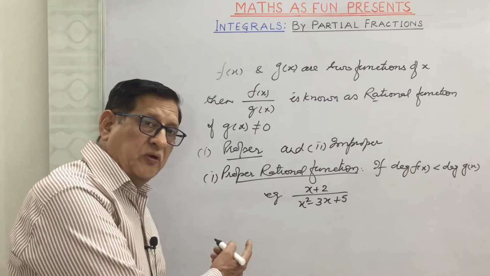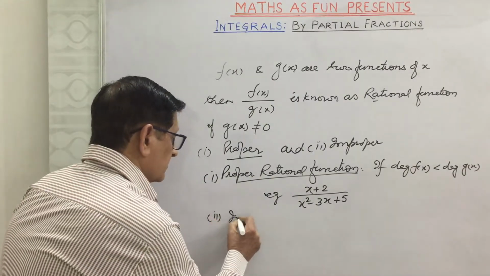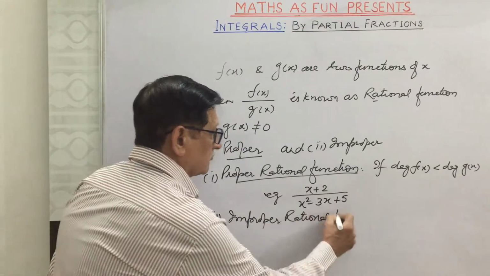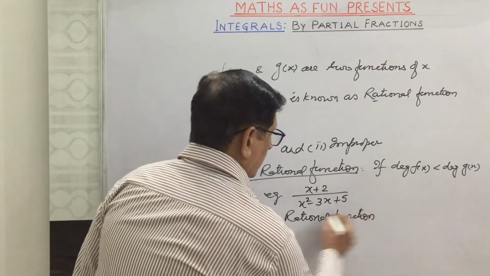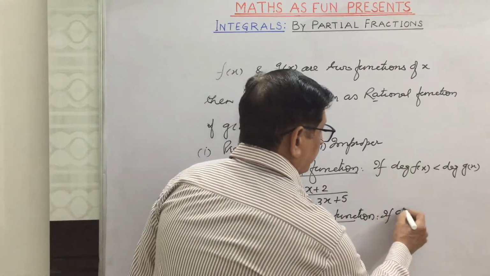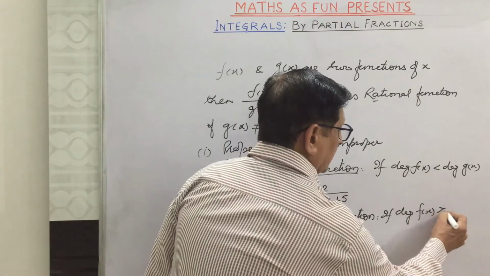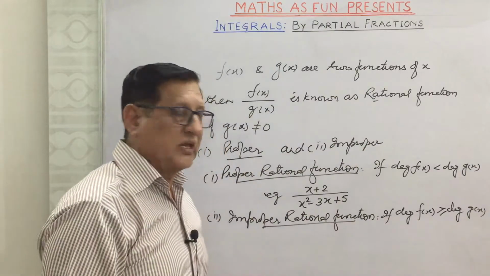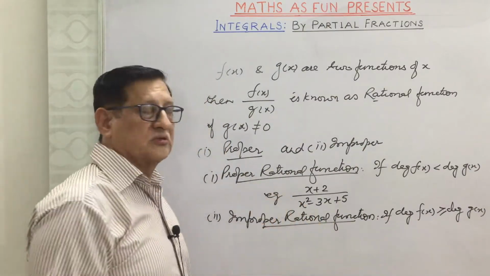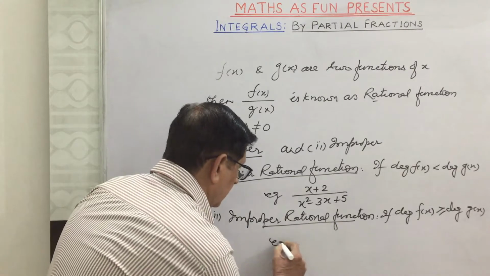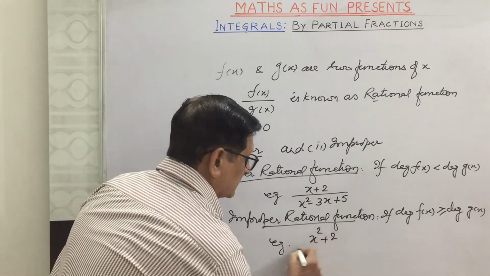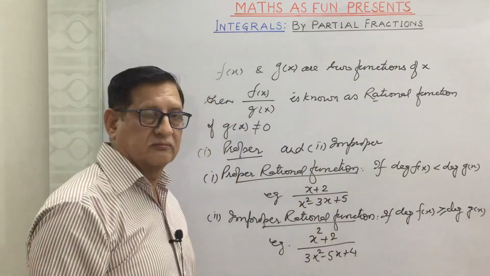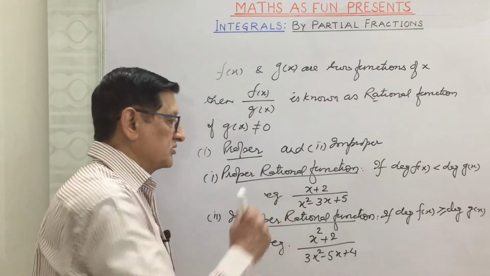And what is an improper rational function? If we find the degree of f(x) is greater than or equal to the degree of g(x), then we say it is an improper rational function. For example, we have here (x square plus 2) upon (3x square minus 5x plus 4). This is an improper rational function.